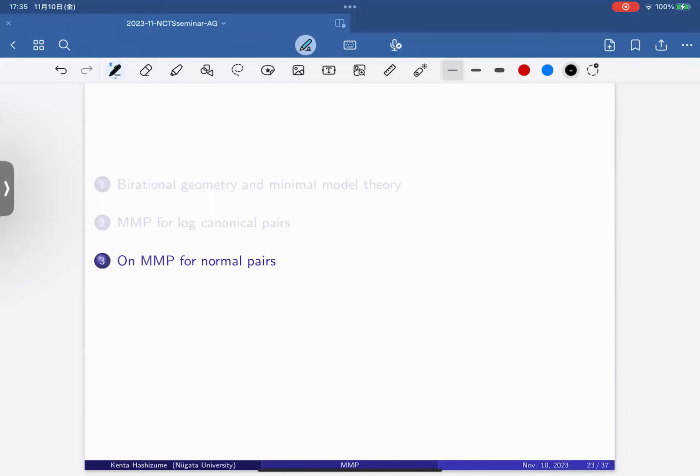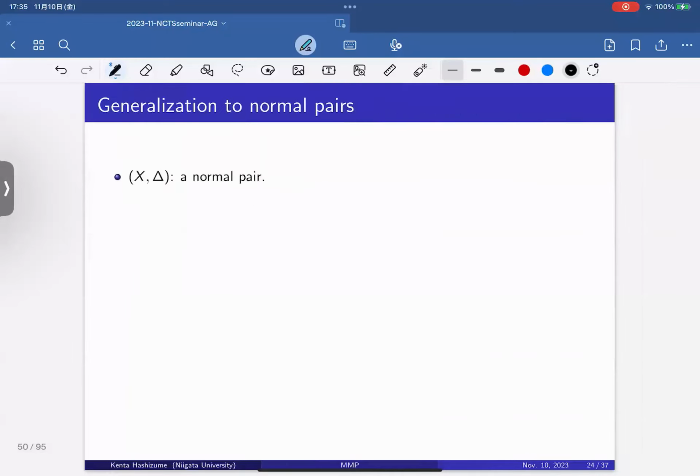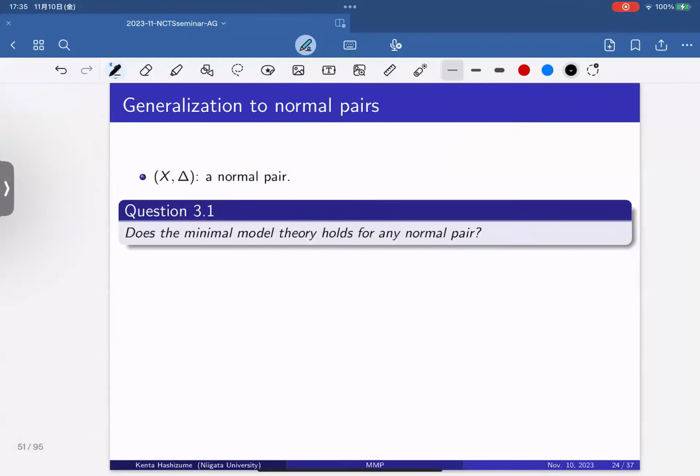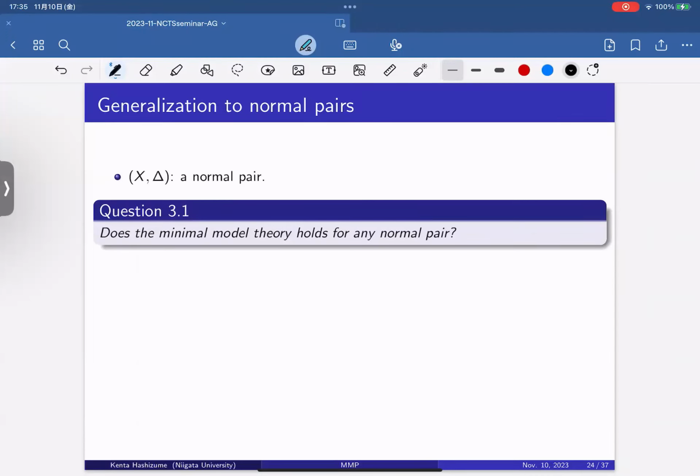Finally, I will explain the MMP for normal pairs. Let (X, Δ) be a normal pair, not necessarily log canonical. The main question of this section is the following: does the minimal model theory hold for any normal pair?